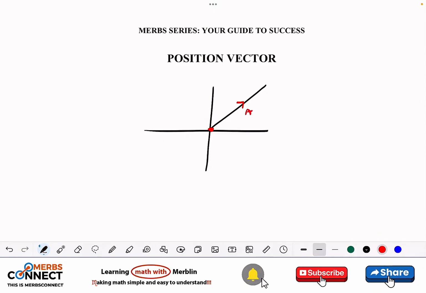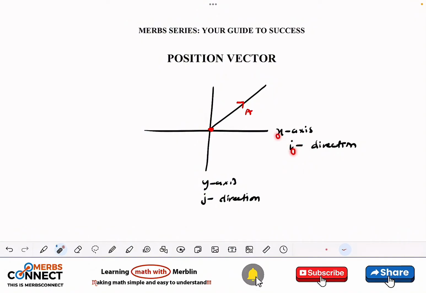Now we are going to name this one the x-axis, and on the x-axis we have the i direction. Anytime we are on the x-axis, we have the i direction. And then on the y-axis, we are going to have the j direction. Wherever we have x, anytime you write x, we add the direction to it, like xi, yj. That is what we want to do with the position vector.